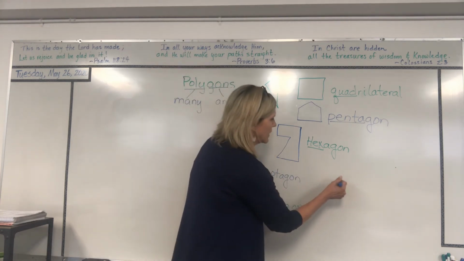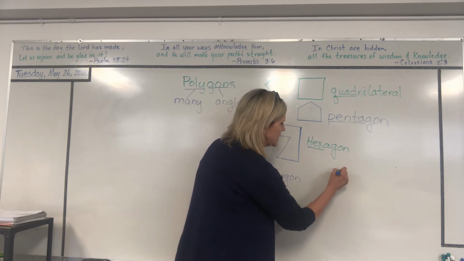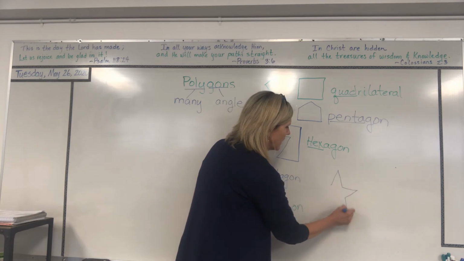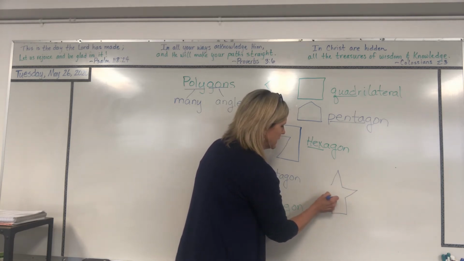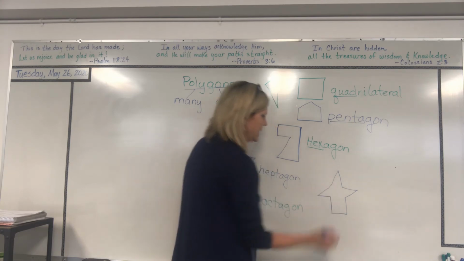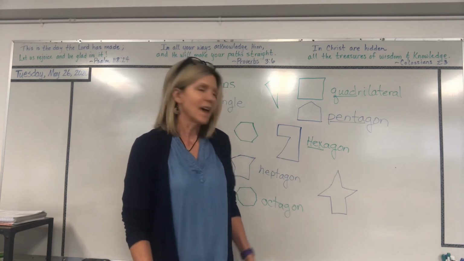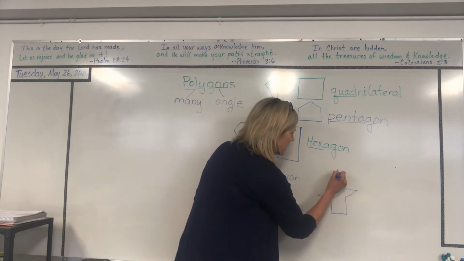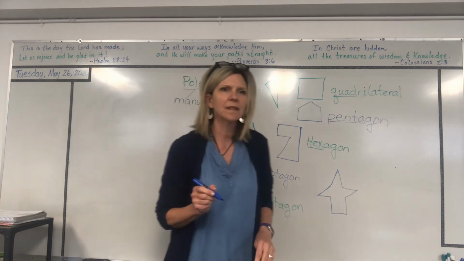Okay, I'm going to draw it over here. I'm just going to make it up as I go. So 1, 2, 3, 4, 5, 6, 7, 8, 9. Well, that's a fun polygon, isn't it? Okay, that is 9 lines with also 9 angles. What do you think that's called?